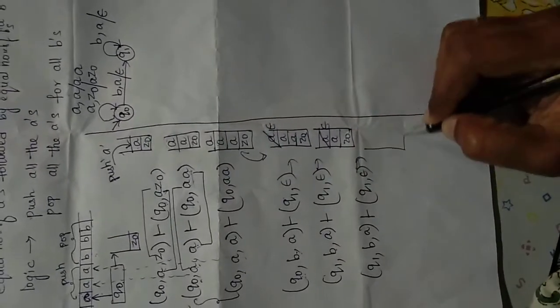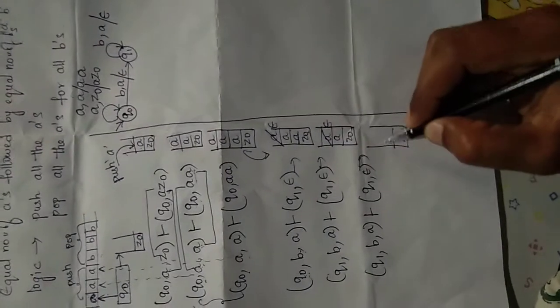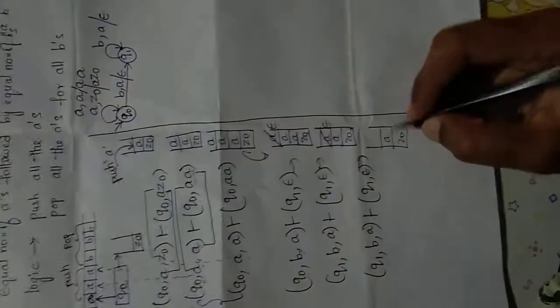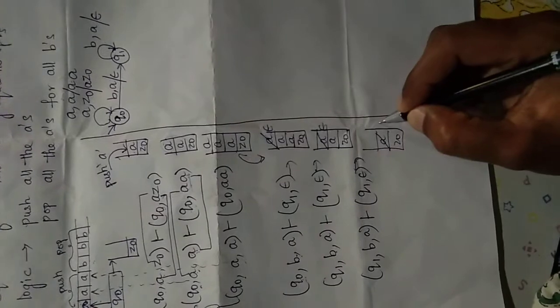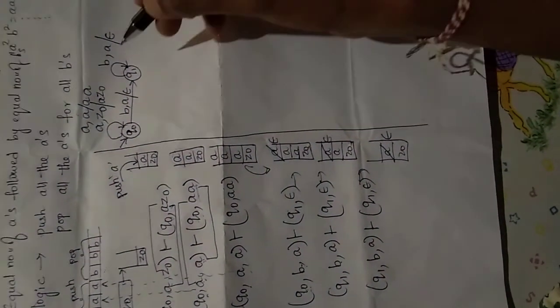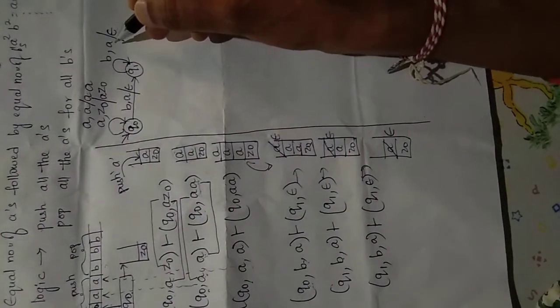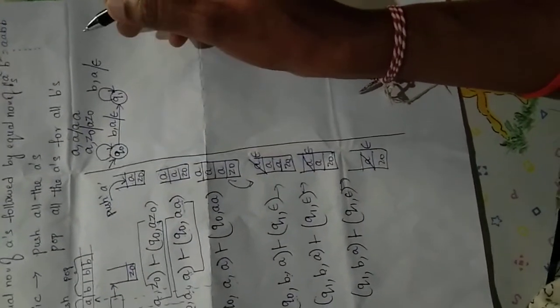So what is the stack representation after removing these two A's? The stack representation is this one. I want to remove this A also. It is empty, that will be represented with the epsilon here. Now this is the B, input symbol is B, top of stack symbol is A. I am removing that one, that will be replaced with the epsilon here.